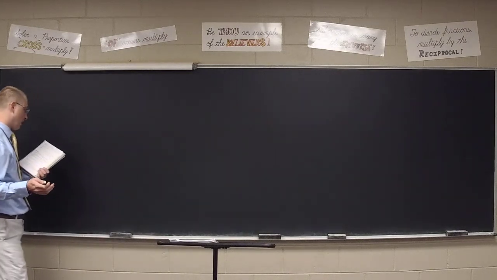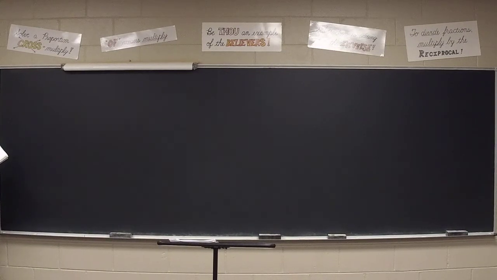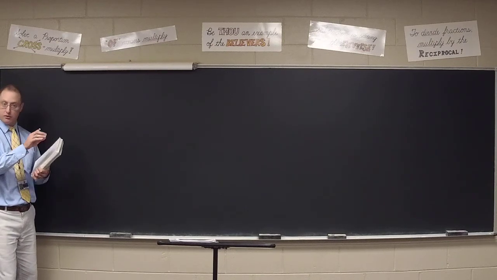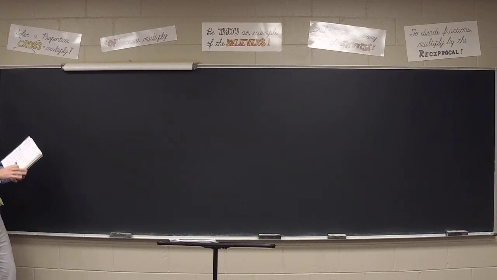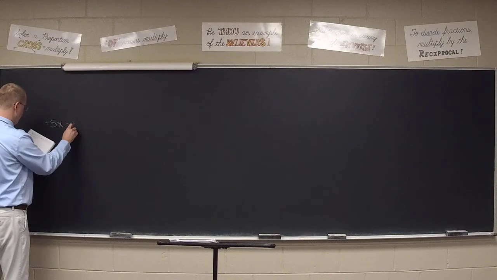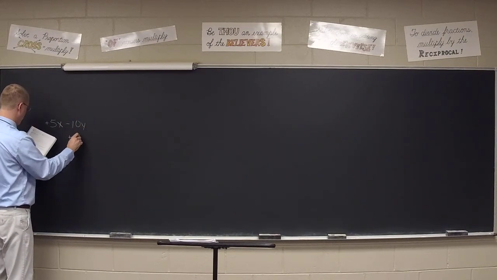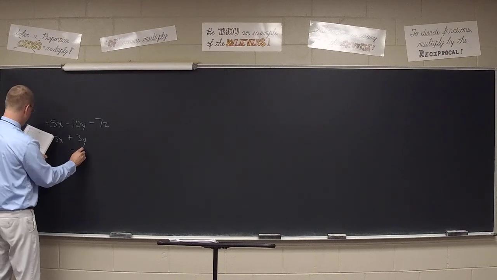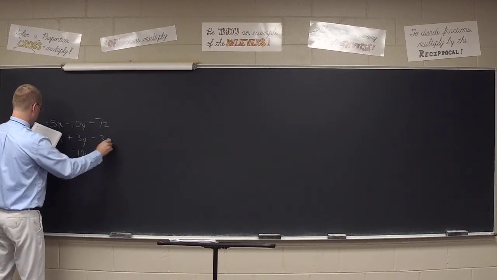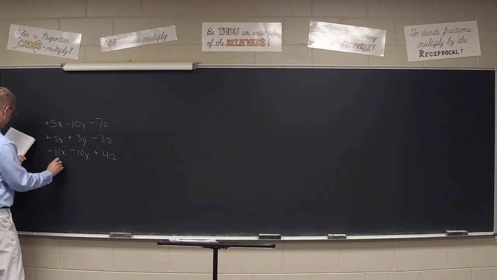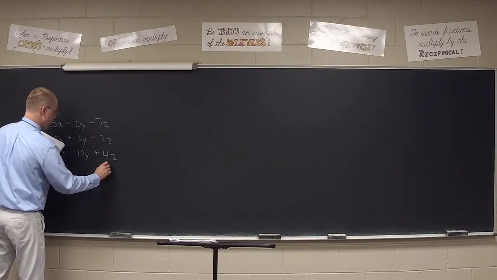Let's take a look at it very quickly. And when it's really big like this, in my case, I would probably just circle, underline, box, squiggle, arrow, whatever. But if I'm going to have to write it on the chalkboard anyway, I'm going to go ahead and put it in columns. So I'm going to put the positive in front of the 5x. I've got the negative 10y, the positive 3y right below that, a negative 7z, another positive 5x, another negative 10y, a negative 3z, a negative 11x, a positive 4z, a positive 7x, and a negative 9z.